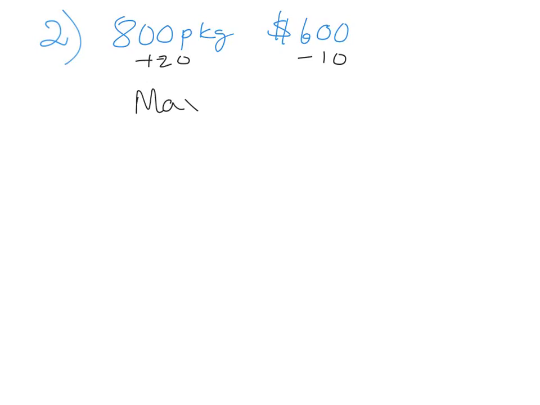Number 2 is about a ski shop. The ski shop sells ski packages. They'll sell 800 of these ski packages a season, and each one is $600. Well, if we multiply those, right, we get 600 times 800. This person's making $480,000. And it says that if they discount, if they take $10 off, they will increase the number of sales by 20. That's the information that's given, and we want to maximize the revenue.